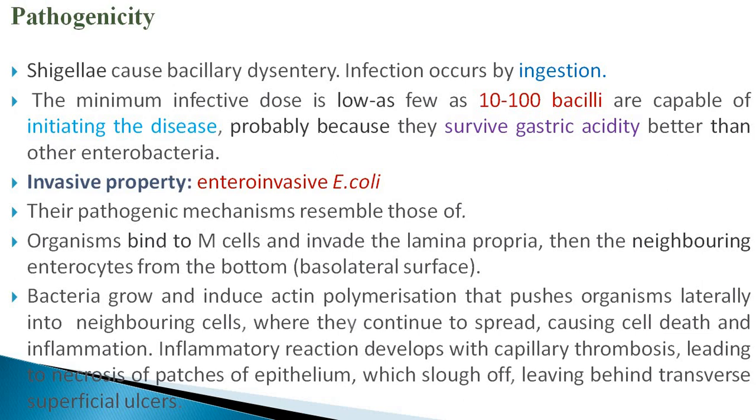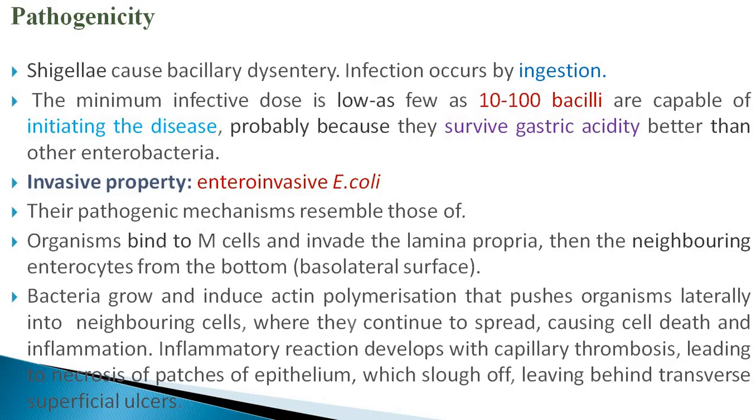Pathogenicity: Shigella causes bacillary dysentery. Infection occurs by ingestion. The minimum infective dose is low; as few as 10 to 100 bacilli are capable of initiating the disease, probably because they survive gastric acidity better than other enterobacteria.